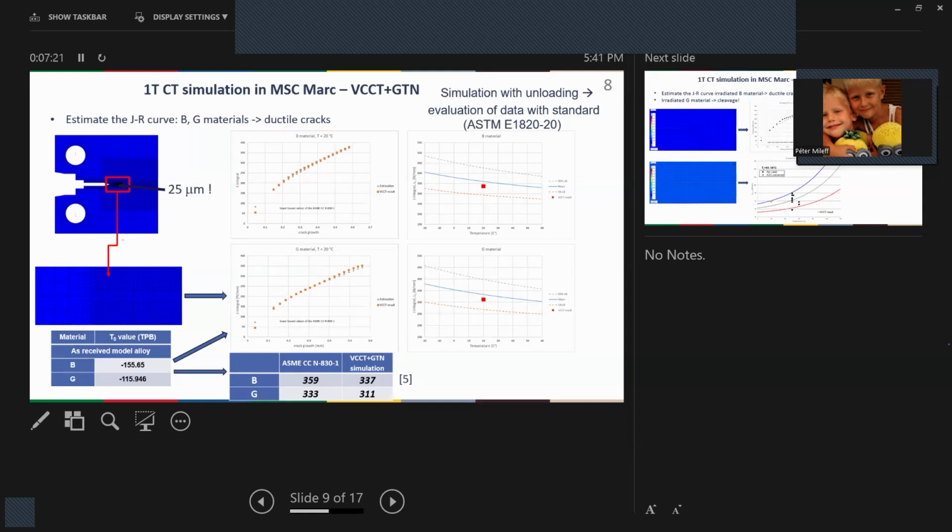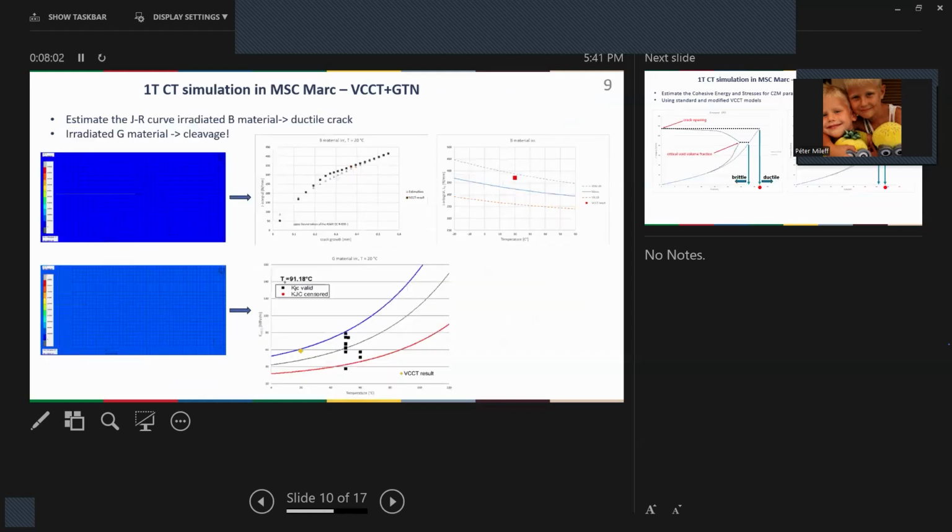And therefore, we ran simulations with constant loading to evaluate our results with the plain VCCT method. And also we ran simulations with a loading and unloading scheme to be able to evaluate our results with the standardized calculations. We did this for both of our unirradiated materials, and they came out as a ductile crack. We could estimate the fracture toughness values, and there you can see the comparison with the estimation.